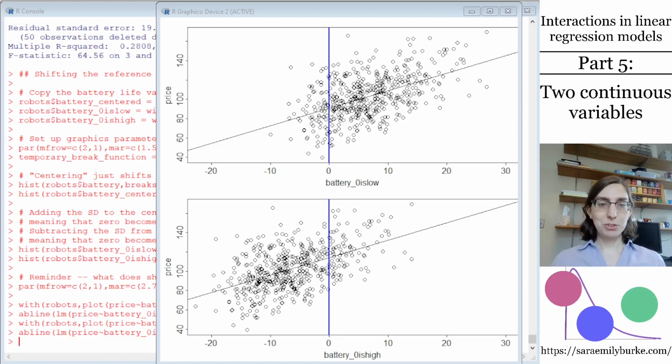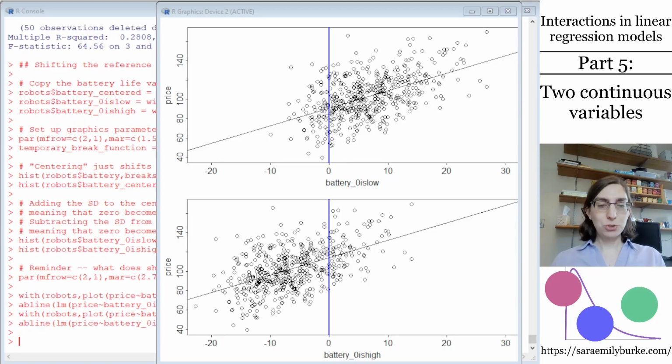The intercept of the regression model is the point where the line hits the y-axis. In the top plot, where I fit a regression model where the predictor is battery 0 is low and the response variable is price, the y-intercept represents the fitted value at 1 standard deviation below the mean of battery life, at this typical low value of battery life. And in the bottom plot, where I've fit a regression model using battery 0 is high to predict price, the y-intercept represents the fitted value of price at 1 standard deviation above the mean of battery life.